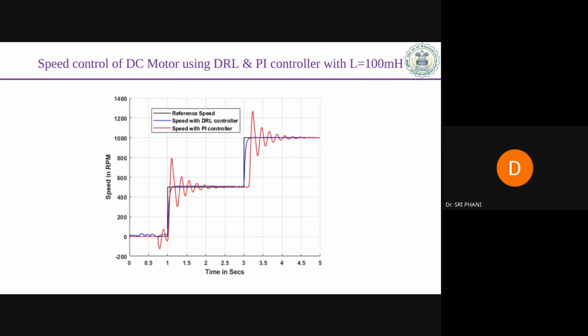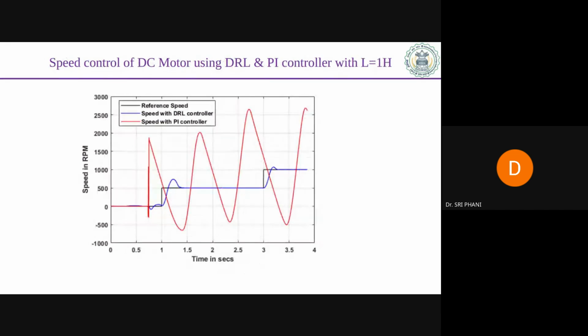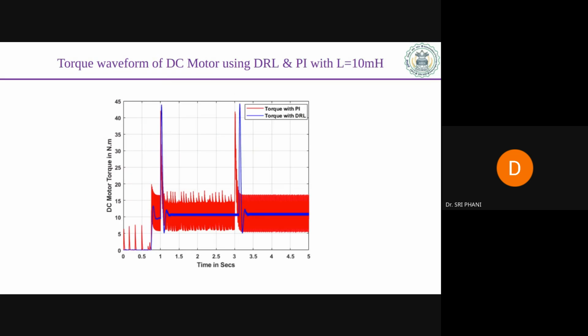And if you see, when the parameters of the existing model are changed, say the L value or something like that, the PI has started to behave crazily. But again, the DRL has maintained its sanity and retained its performance. And that has been validated on multiple levels of L inductor values.